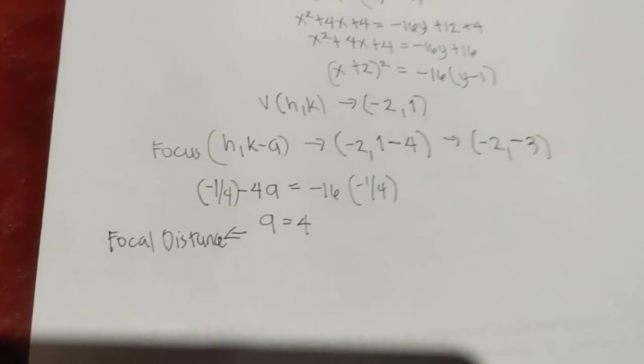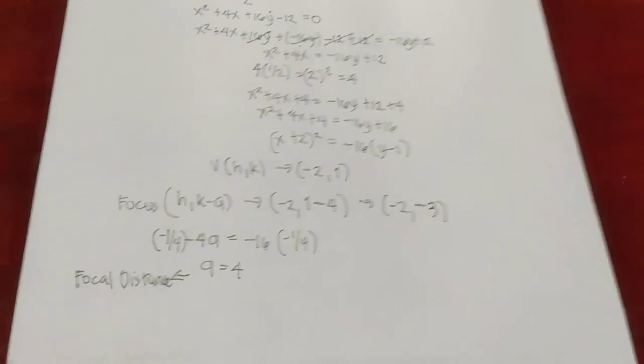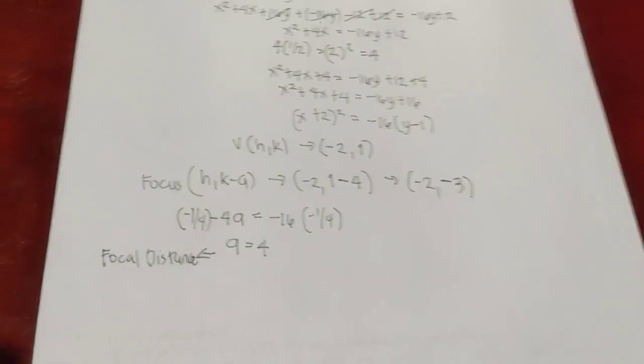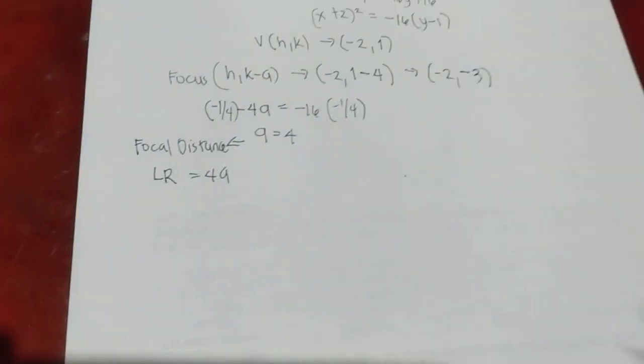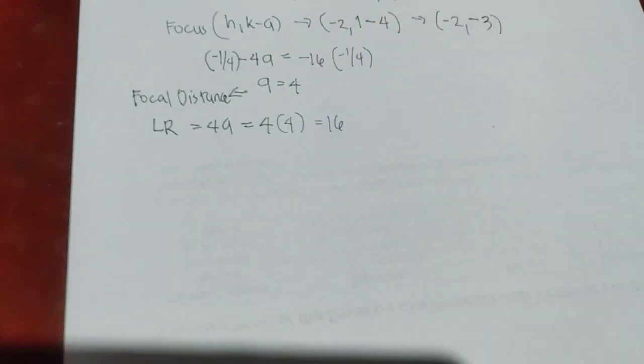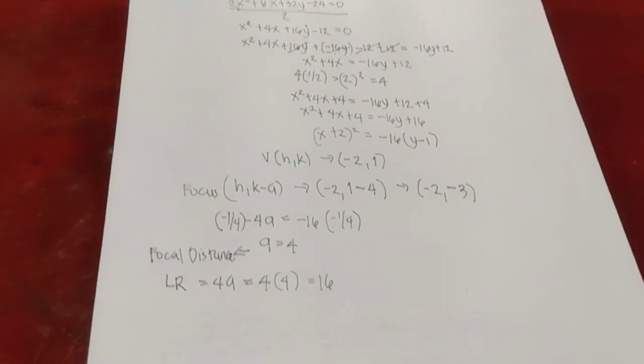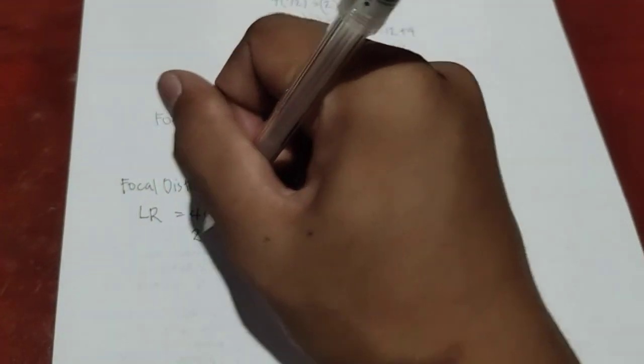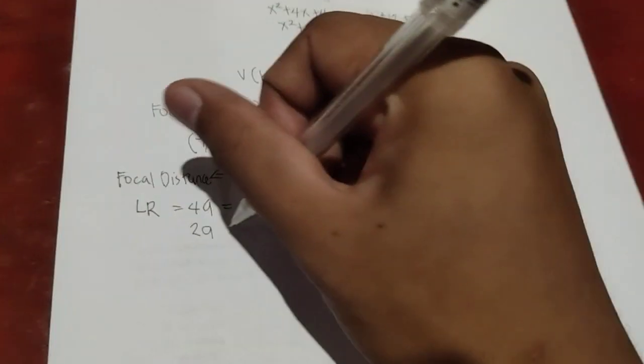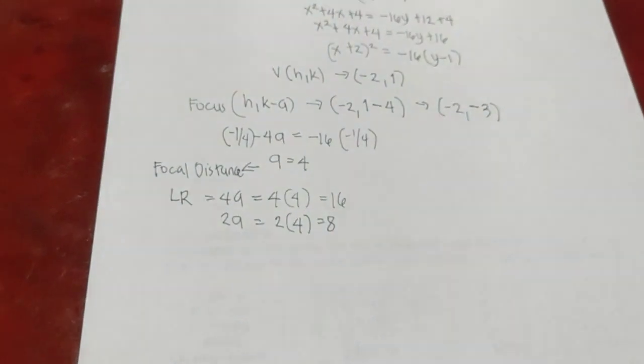Then after that, we need to get the length of the latus rectum. So the length of the latus rectum here is equal to 4a, and that is 4 times 4 is 16. And in order for us to get the endpoints of the latus rectum, we need to get the value of 2a. And our 2a here is 2 times 4 is equal to 8.